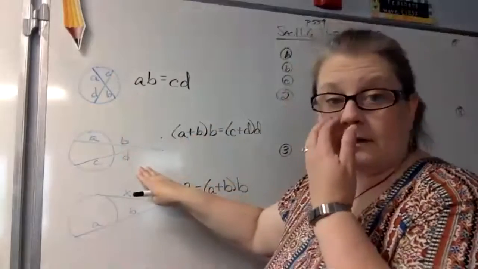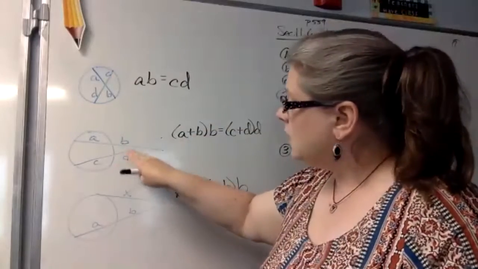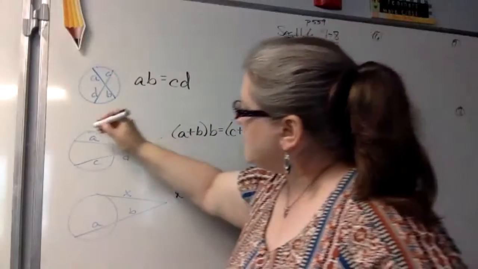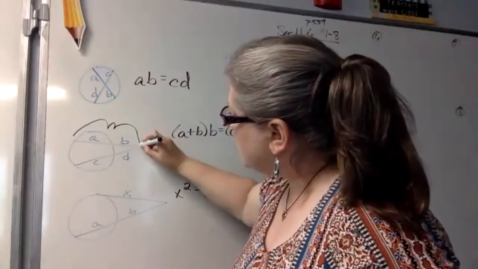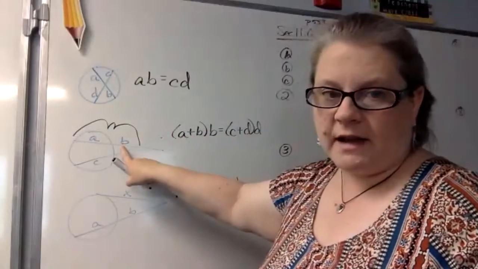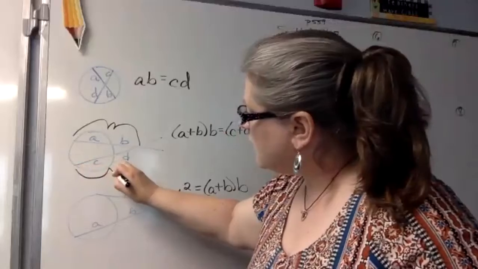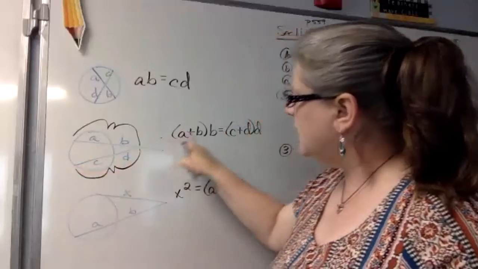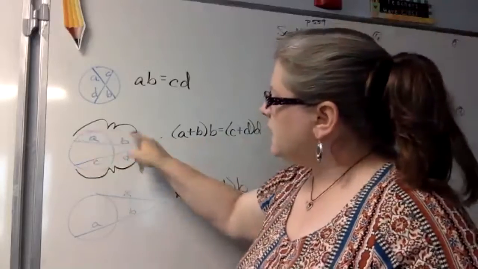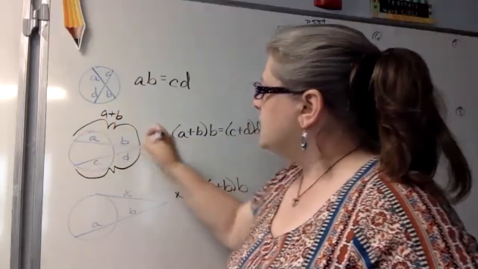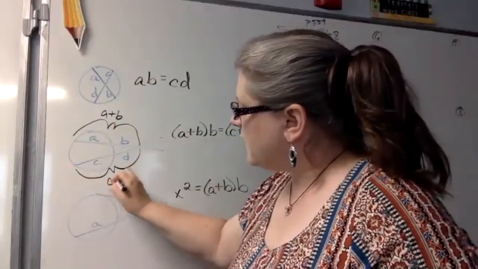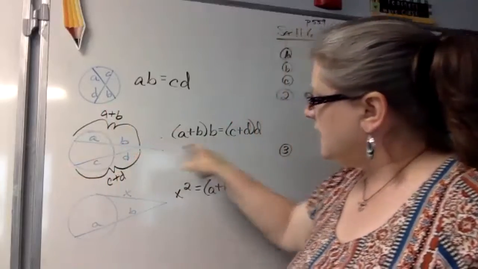Now, when they intersect outside the circle, you have the same kind of concept, except since it's outside, it's the entire secant to that point. The A plus B times the part that's on the outside. And then the entire part down here, C plus D, times the part that was on the outside. Okay, so on these, you have the entire thing times the piece that was outside of the circle. And then here you have the entire thing, C plus D, times the D, the piece that was outside the circle.